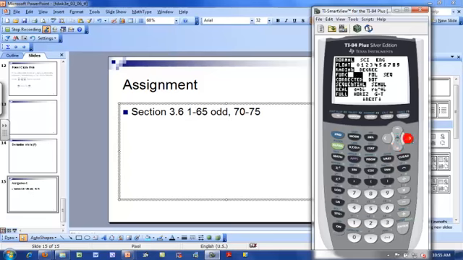Going into parametric mode. Cosine, tangent. Here's my graph. I want dy/dx at t equal to pi over 4.